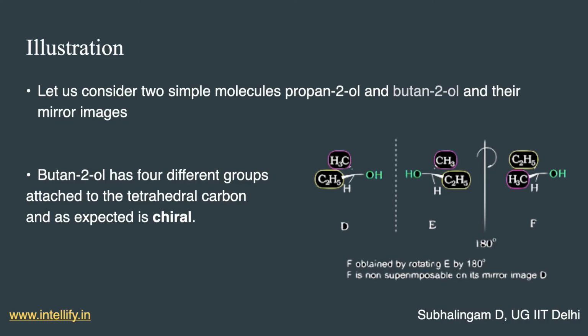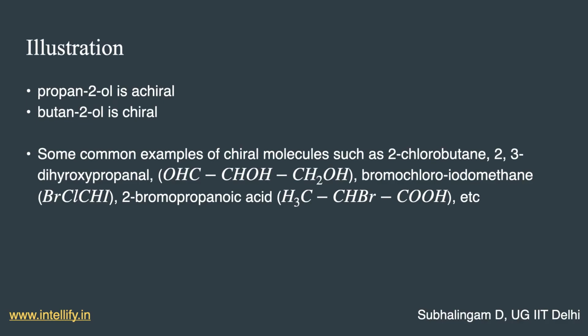So what can you conclude from the last two slides? A carbon which is chiral has a stereocenter, that is an asymmetric carbon, which means that all the four groups around the carbon are different. However, in the case of an achiral compound, we saw that not all the four groups are different. So this is the conclusion: propan-2-ol is achiral and butan-2-ol is chiral. Some common examples of chiral molecules are given here.